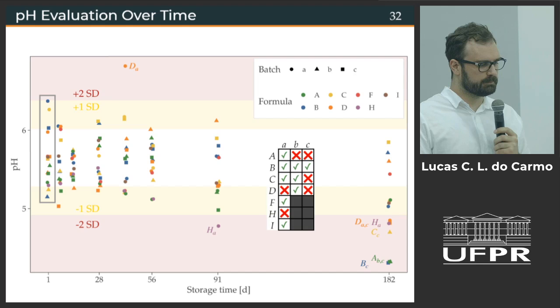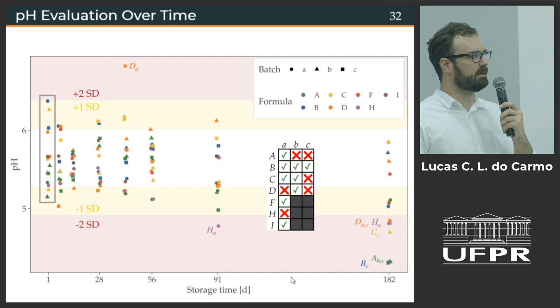So here is a summary of the formulas and batches that failed and the ones that didn't. But this does not indicate stability in any way.